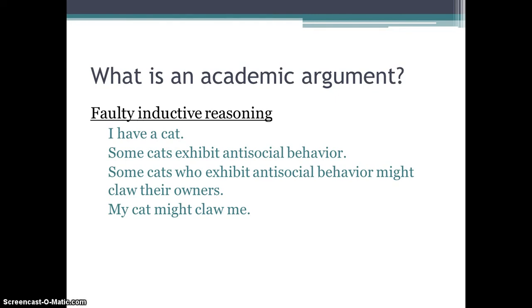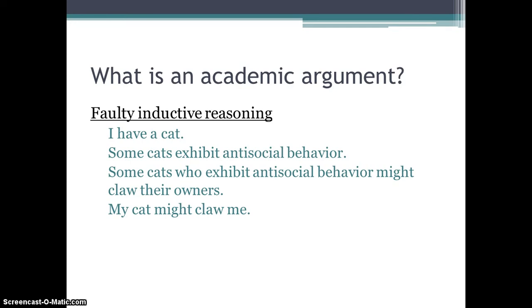The more specific, the better. For example, this might actually be a stronger argument if I could prove that 98% of cats exhibit antisocial behavior instead of some. Using that general "some" actually makes the case rather indistinct. If I said 2 out of 100 antisocial cats, then that might be a different argument about how many cats might claw their owners if it were 70 out of 100.